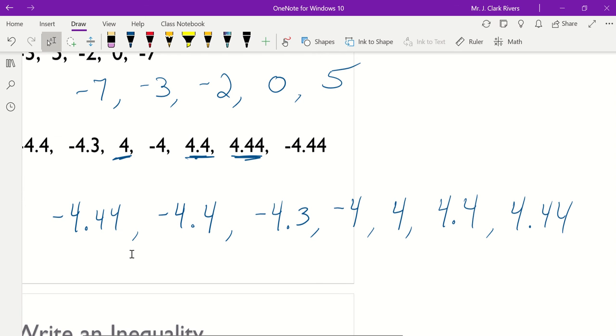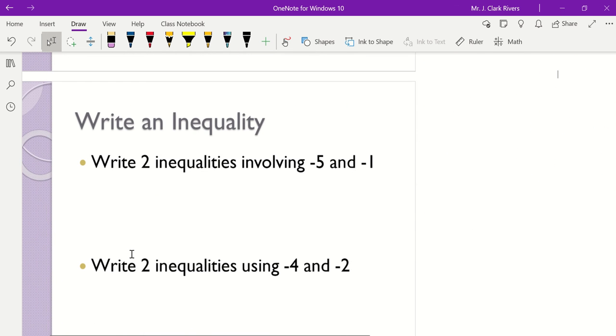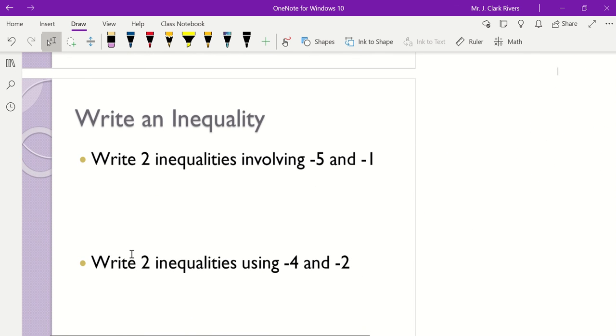Any questions on this? Write two inequalities involving -5 and -1. Who have we not heard from today? Campbell, help me out here. Give me one inequality with -5 and -1. So let's write -5 on the left, -1 on the right. So give me an inequality here.